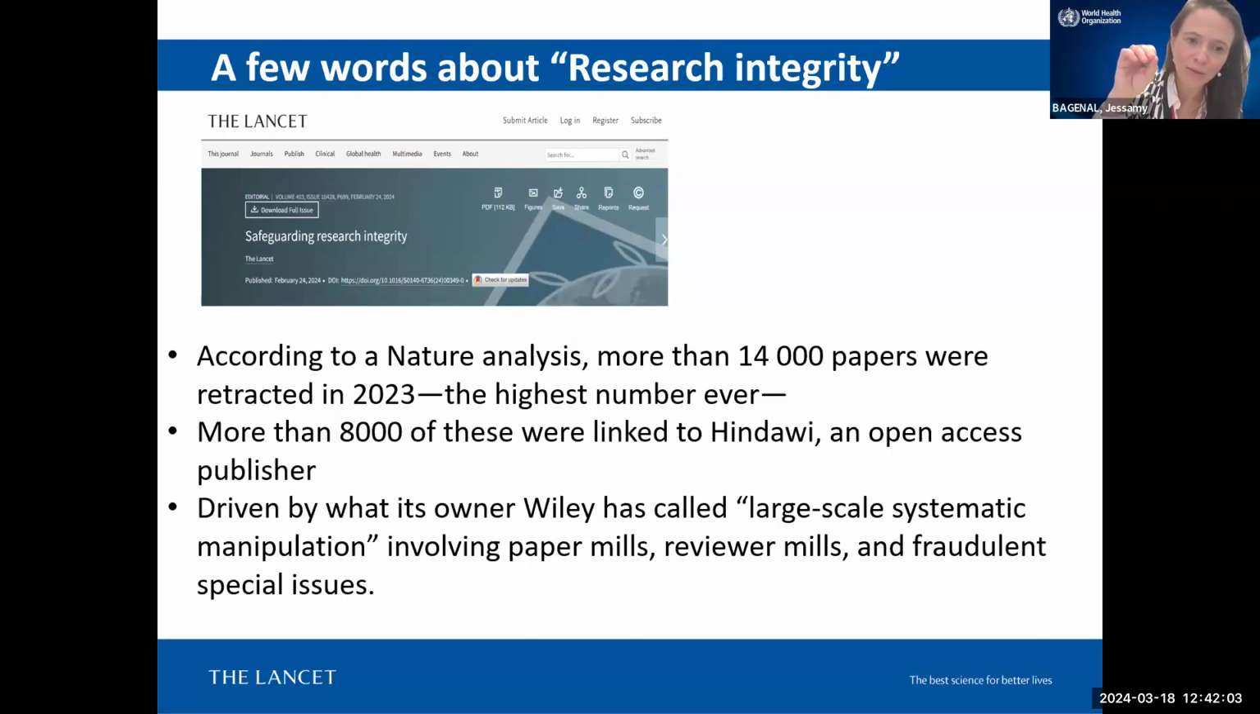Last year in 2023, many of you will know that there was the highest number of retractions ever. So 14,000 papers were retracted, and more than 8,000 of these were often linked to journals who might have missed the line between quality and quantity. And this is to a large extent happened because of the open access process.